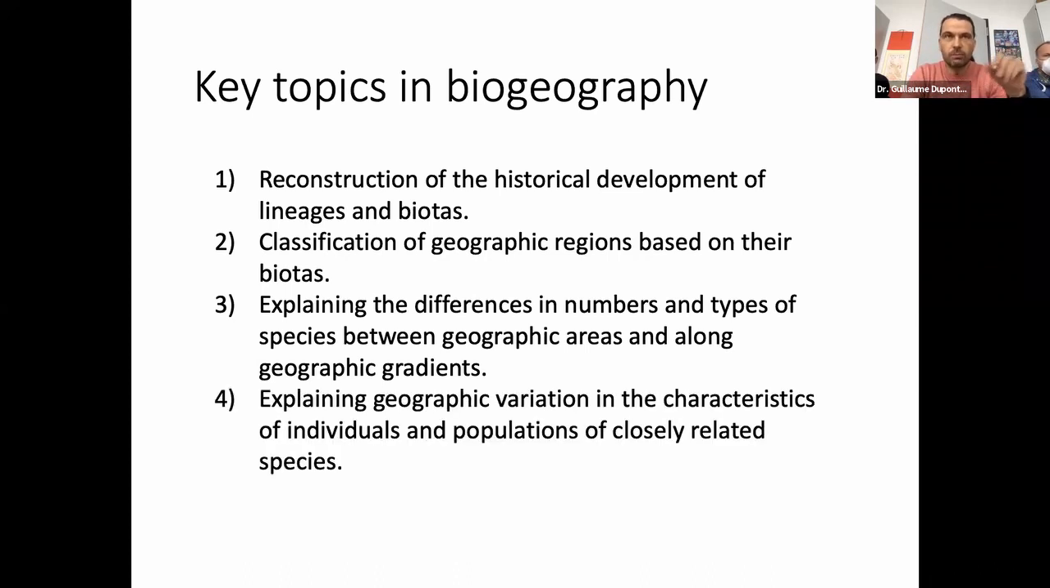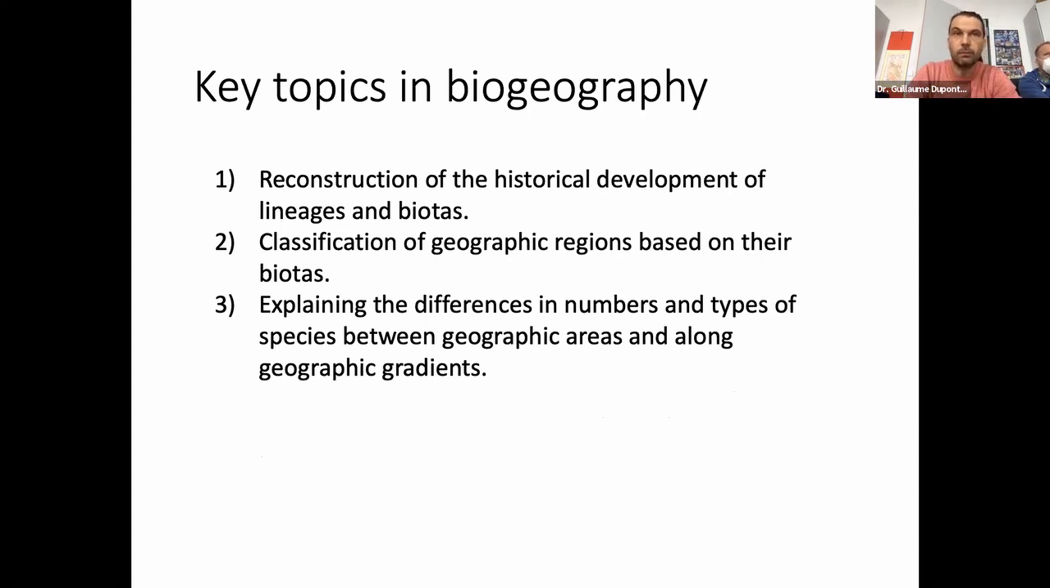This and the next point, explaining variation within or between individuals or populations of closely related species, is more what we are going to be concerned with when we read these case studies, these papers, and discuss them.